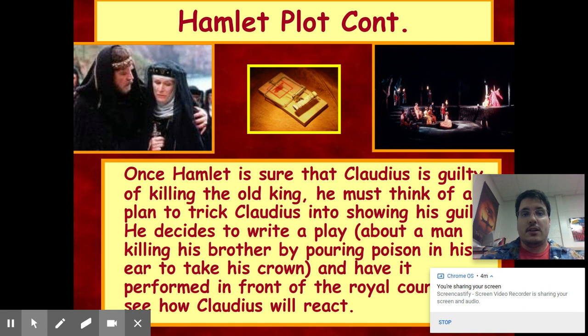Well, once Claudius, his uncle, reacts to the play very strongly, Hamlet knows that the ghost was telling the truth and that his uncle is, in fact, guilty of fratricide, as in murdering your brother. So Hamlet now knows that he has to do what the ghost says and get revenge because his uncle just killed his dad, and he's got proof. Here's the problem, though.